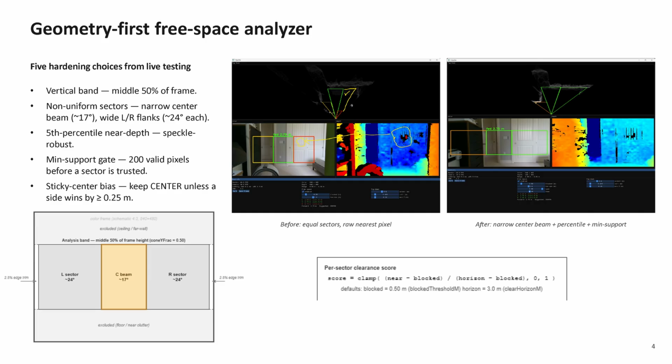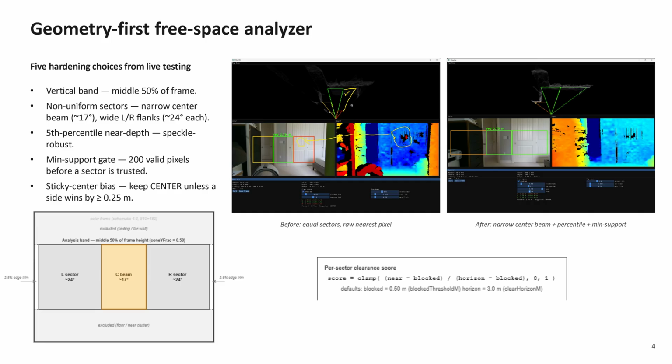For example, if right and center are both open, the system keeps the center as the suggested direction, unless a side really beats it by at least a quarter of a meter. This stops the steering from flickering between the two options. And here, the clearance score is just a clamped linear function.